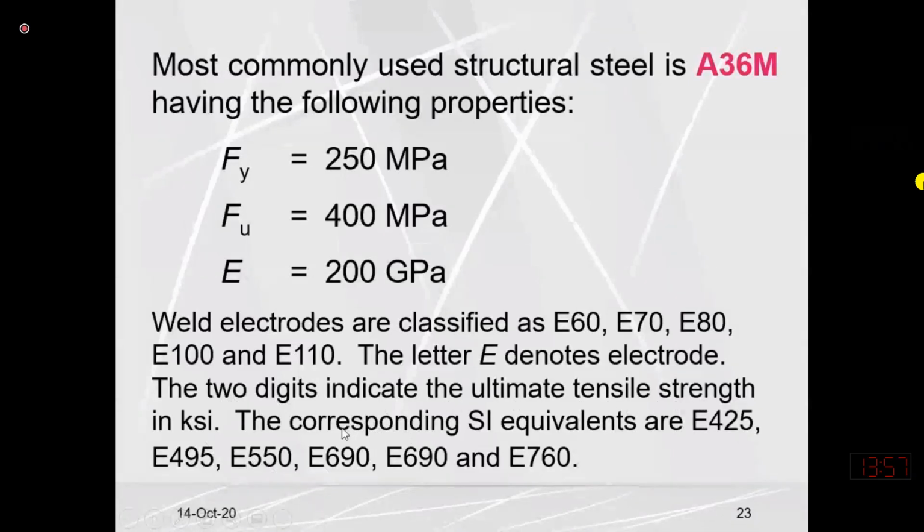Sometimes we also have the designation in SI. In SI we have three digits. For example, an E495 electrode is an electrode whose ultimate strength is 495 megapascal, and actually E495 is the same as E70, because if you convert 70 into megapascal by dividing 70 by 0.145, you will have this answer.